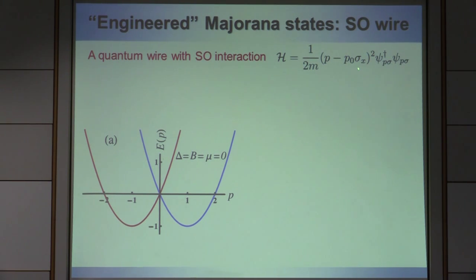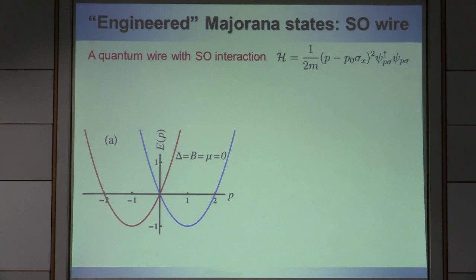And this term shifts the parabolic spectrum depending on the orientation of the spin. So for sigma x equals +1, it's this blue parabola, and for sigma x equals -1, it's the red parabola. So two parabolas are shifted. So instead of a single parabola, there are two parabolas, one blue and one red, which intersect at k equals 0.